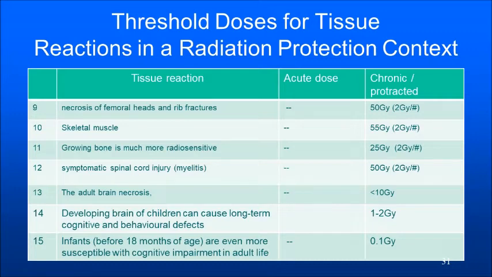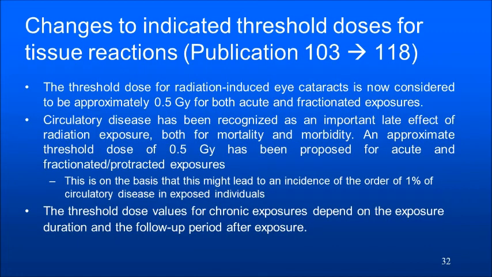Infants before 18 months of age are even more susceptible, with cognitive impairment in adult life with just 0.1 gray. So these are the threshold doses for the tissue reactions, which is outlined in ICRP 118. ICRP in its publication 118 has indicated the threshold doses for tissue reaction, which are different from publication 103, particularly with reference to the eye.